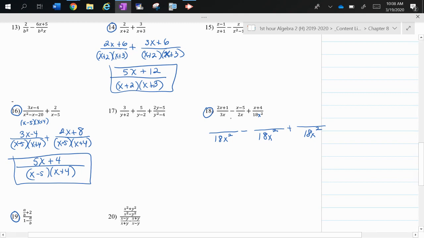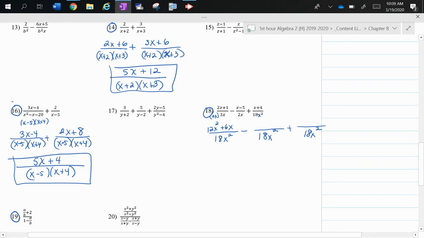So let's fix our numerators. So let's see, 3x goes into 18x squared. How did it change? I had to multiply it by 6x, didn't I? So I have to multiply my numerator by 6x. 6x times 2x plus 1 is 12x squared plus 6x.